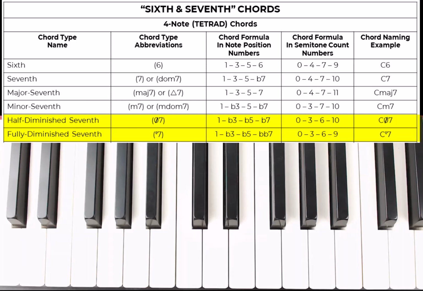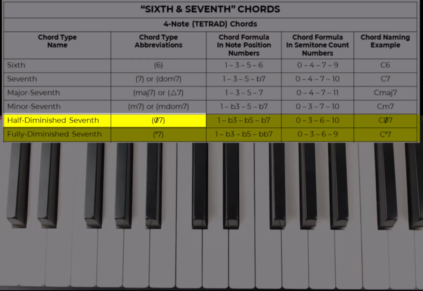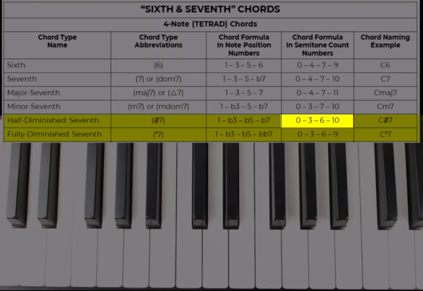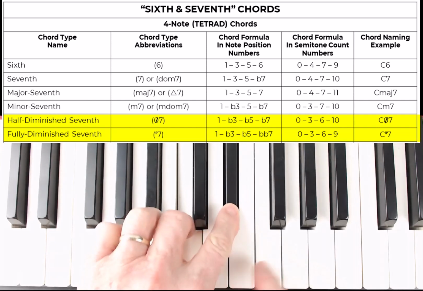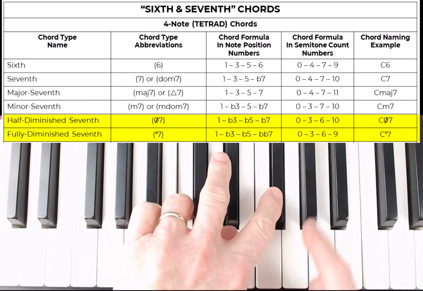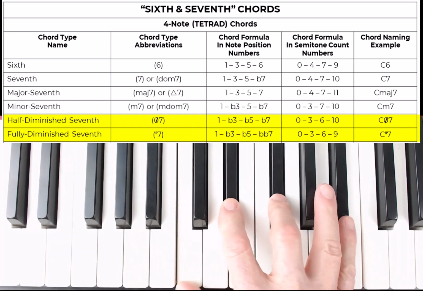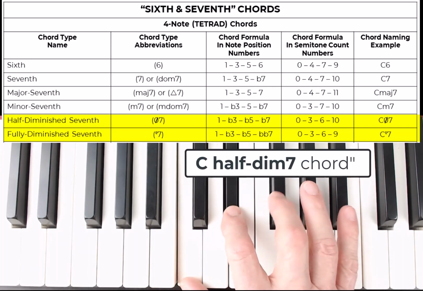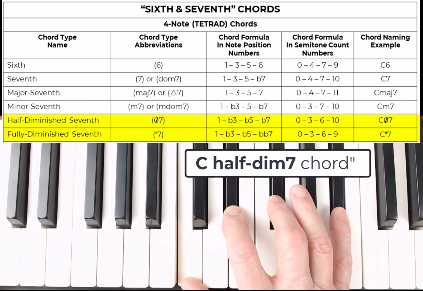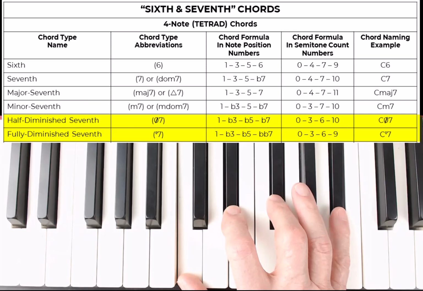So if you see somewhere or need to play a half diminished 7th chord, its formula in semitone counts is 0, 3, 6, 10. So if this is 0, 1, 2, 3, 4, 5, 6, and then 7, 8, 9, 10. So it's a little bit odd sounding, which is why it's called a half diminished. 0, 3, 6, 10. And it doesn't matter what chord you play that in, that's what it is.